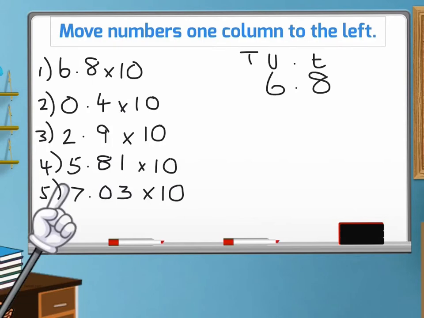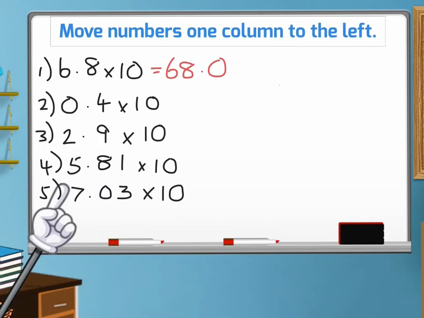So the answer to that one would be, I'm going to move my 6 across from the units to the tenths. I'm going to move my 8 across from the tenths to the units. And I've got my decimal point, so I'm going to add my 0 behind that. So my answer to this first one is 6.8 times 10 is 68.0.